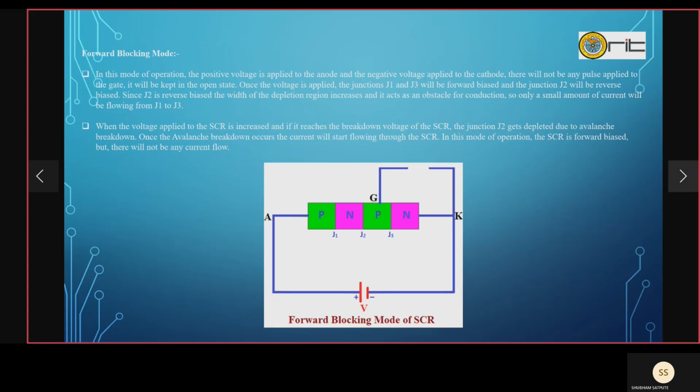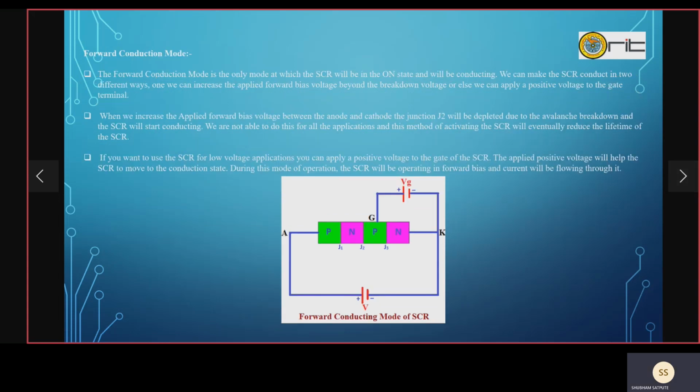The second one is forward conduction mode. Forward conduction mode is the only mode in which the SCR will be in the on state and conducting. We can make the SCR conduct in two different ways. One, we can increase the applied forward bias voltage beyond the breakdown voltage, or else we can apply a positive voltage to the gate terminal.